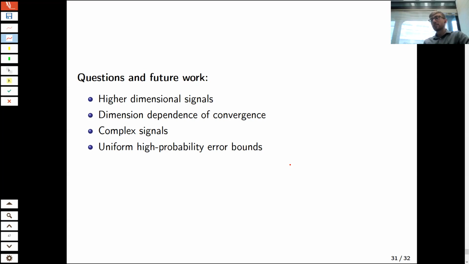That's a second algorithm that seems to work. There's a lot to do there. Higher dimensions, complex case. What's the dimension dependence? And also, I've been phrasing things for ICQPhase in terms of mean squared error. What about getting high probability bounds or uniform bounds instead? Okay, and I'll stop there.